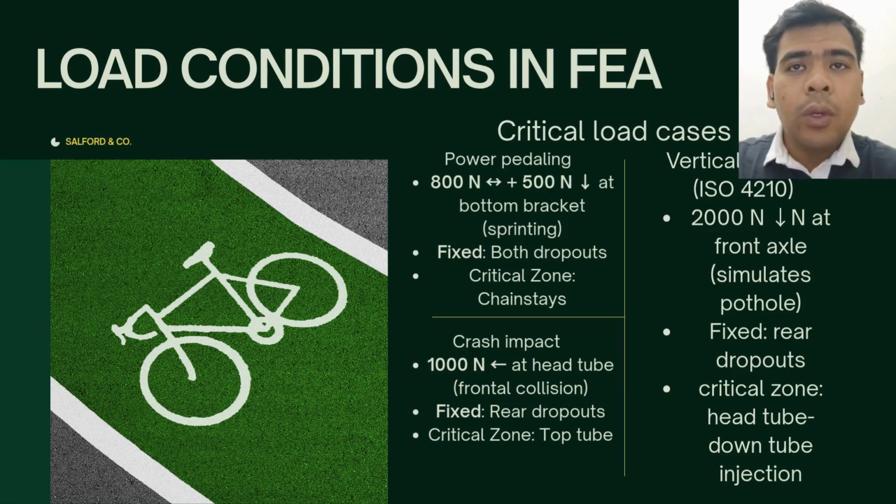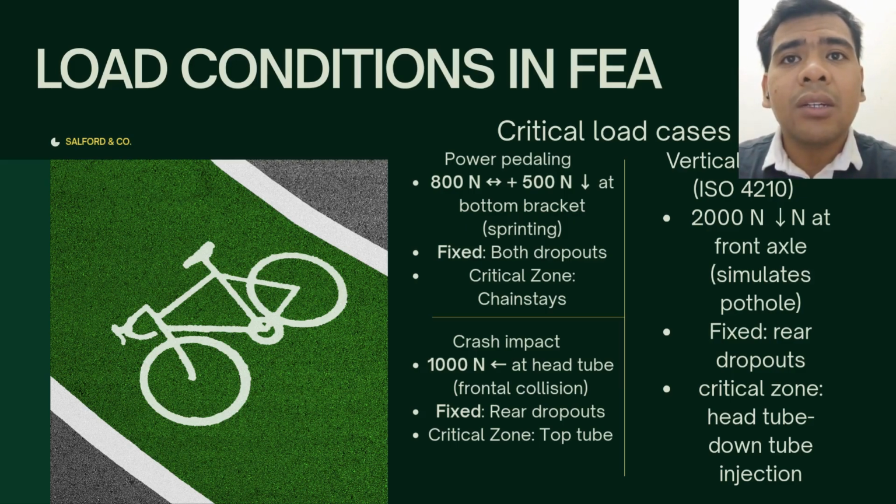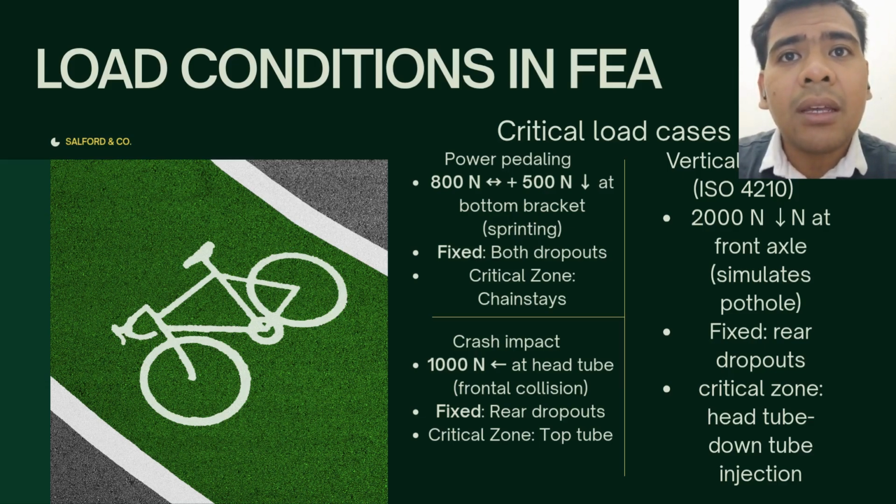Alright, so we go to load conditions in FEA. There are several load conditions in FEA, such as power pedaling, crash impact, and vertical impact. These are common cases in FEA. The first one is power pedaling. So 100 Newton to 500 Newton at the bottom bracket while sprinting, with both dropouts fixed, and the critical zone is the chain stays.